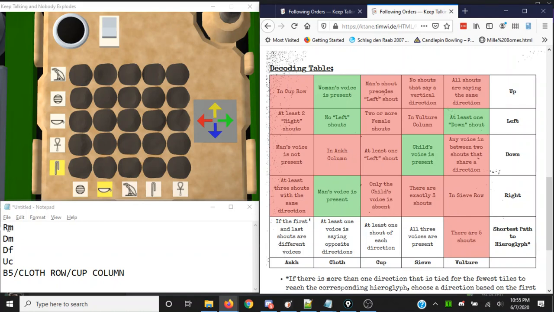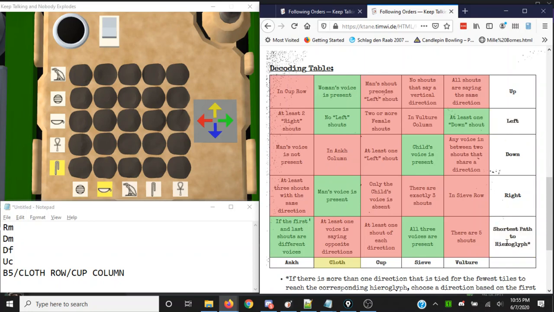First and last shouts were different voices? Yep, man started, child ended. At least one voice is saying opposite directions? Man shouting right and down, that's not opposite. Female and child only said one each, so that's false. At least one shout of each direction? Not left. All three voices are present? That's true. We have cloth and, oops, a tie.